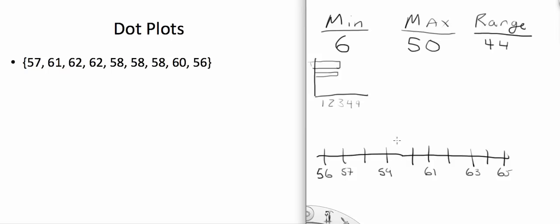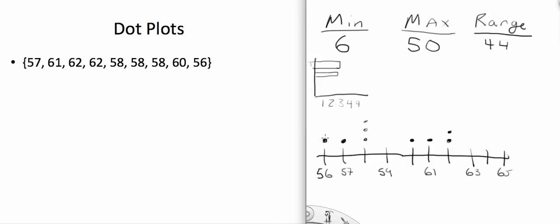Okay, so we're looking here. Anytime you see a number, you just put a dot right above it. So we see 57, there's one dot. I go up to 61, there's a dot. 62, see that once, and then we see it again there. Okay, and then we go to 58, we see that 3 times in a row. So there's 1, 2, 3 for 58. 60 we see once, and then we go back and see 56 again.